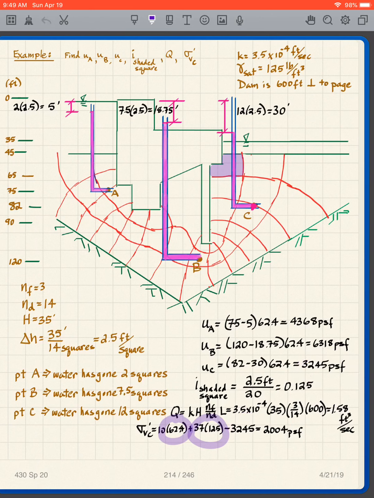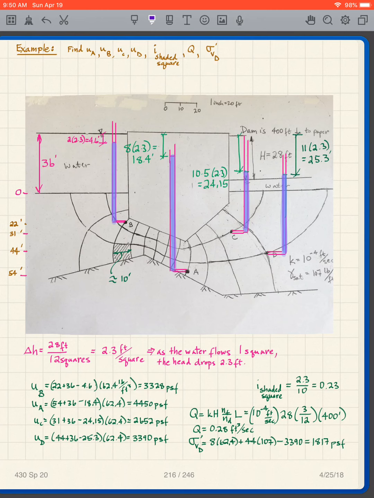Okay, here's another one. Same type of problem. I'm going to let you work it, so pause the video and work this problem. Again, the secret to doing these is to draw a piezometer at each point that you're interested in. One of the first things you have to compute is the delta H, the drop per square. You have to look at the geometry given here. We have an H of 28 feet, and I have 12 squares total.